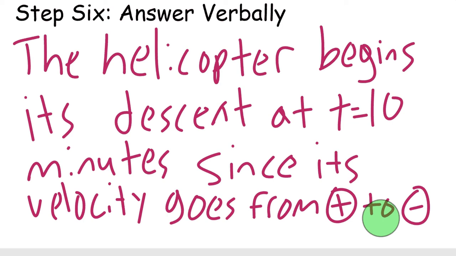Now, you do want to show a chart for this as your reasoning, so I do want to say that just because it's equal to 0 at t equals 10 doesn't mean that it begins its descent there. It has to be going from positive to negative in order for that to be true. If it went from negative to positive, that means the helicopter would have been going down and then back up. So it would have begun to ascend.